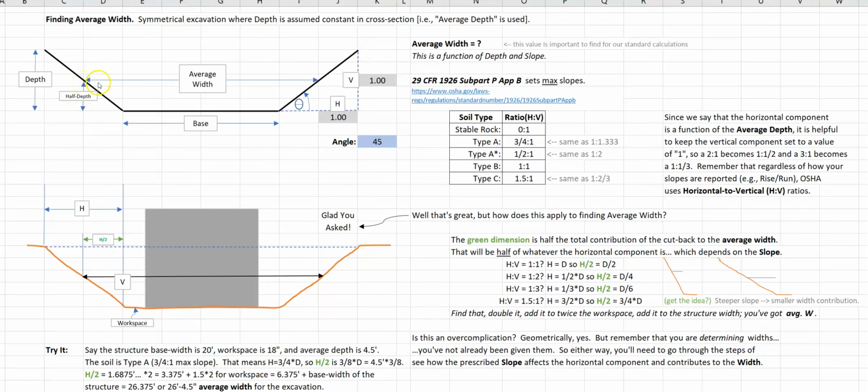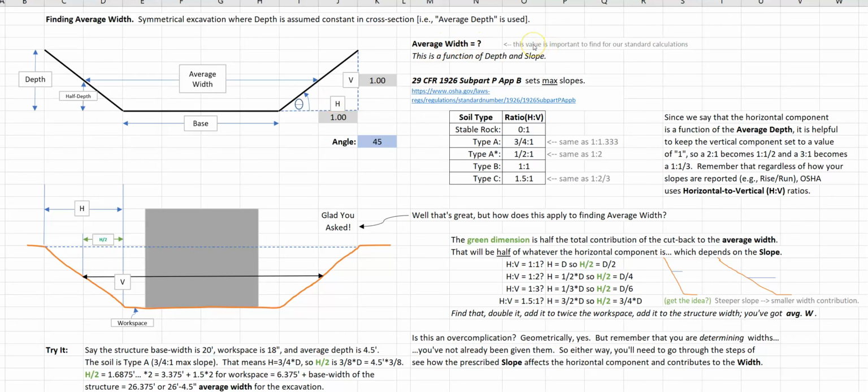And some points of concern or interest are the half depth points, the average width, the vertical and horizontal components that help to define the angle of this trench. And then, of course, we have the half width here for the cutback, right? This would be the cutback at our slope. Again, this is just a regular old slope. It's not stepped or staired. You have a workspace here of some dimension. You have your structure, and I've reproduced the average width here as well.